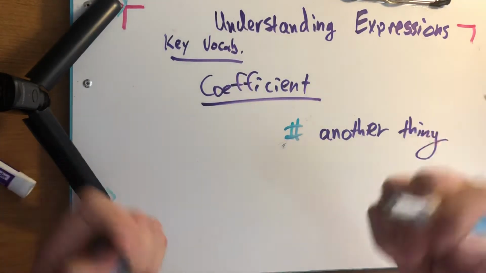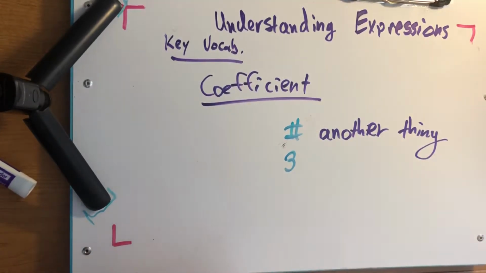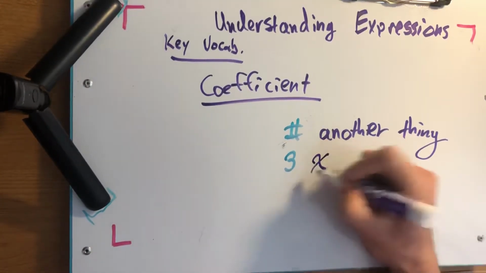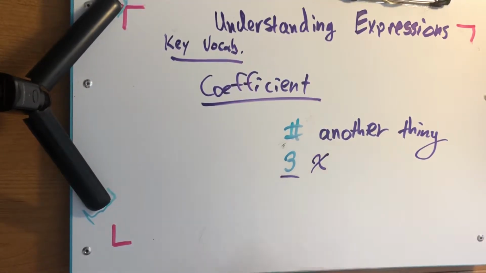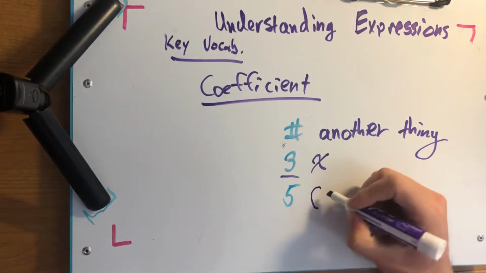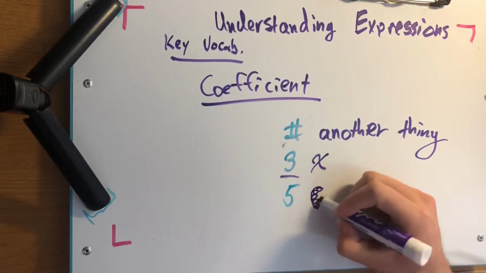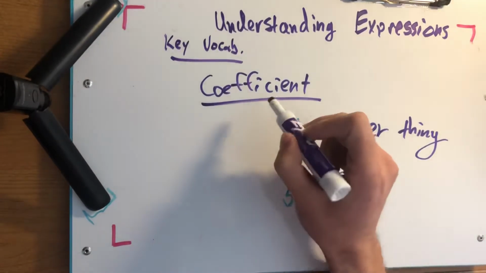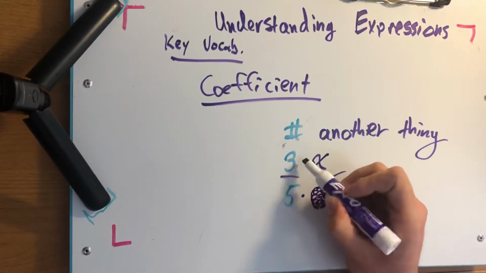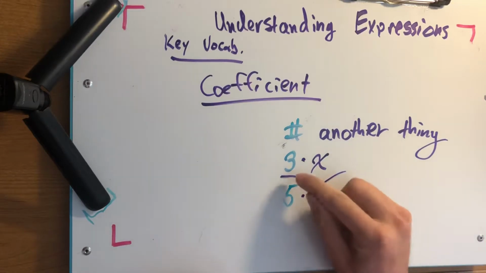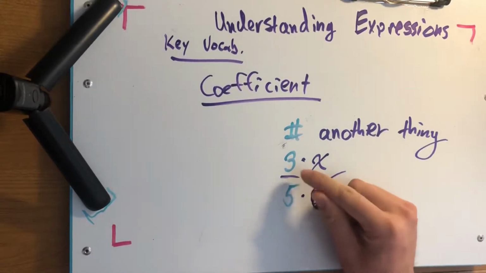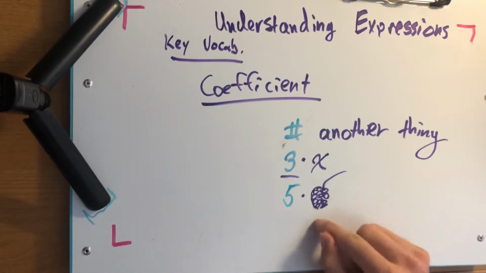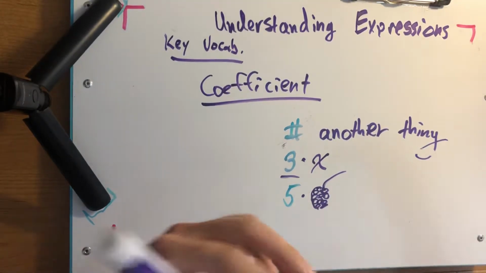So some examples we might see could be a 3 in front of an x. That's a coefficient, that 3 right there. Or you could see something like a 5 in front of a strawberry. Or we'll make them grapes because we're using purple. 5 grapes. What that means, based on what we're looking at here, is these two things are being multiplied. But a coefficient is just the number in front of another thing. That's a coefficient.